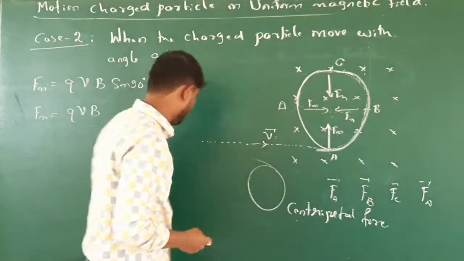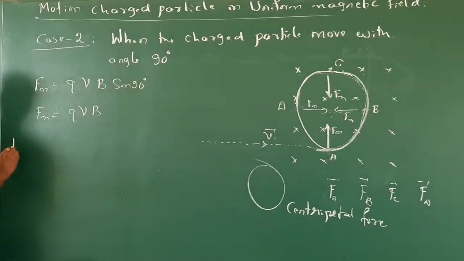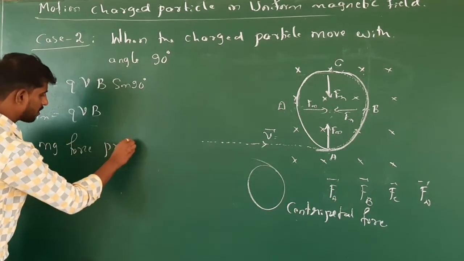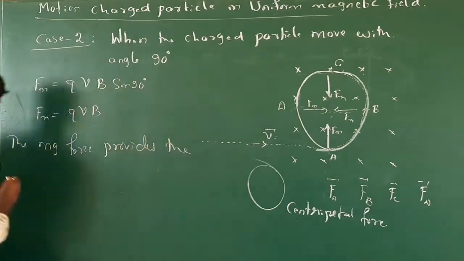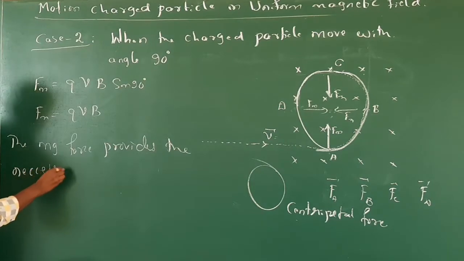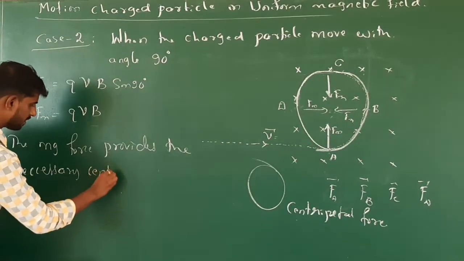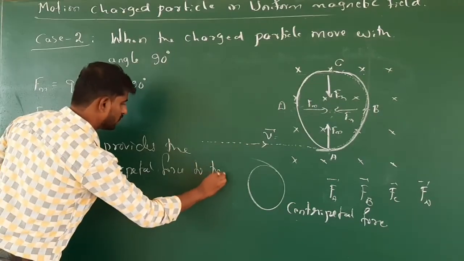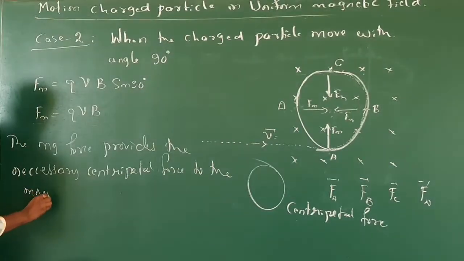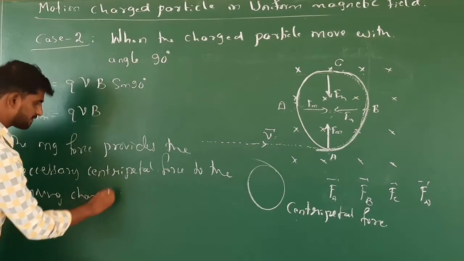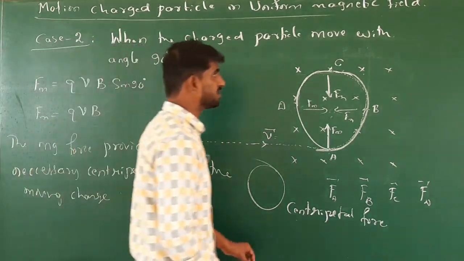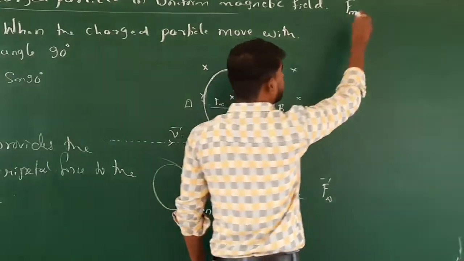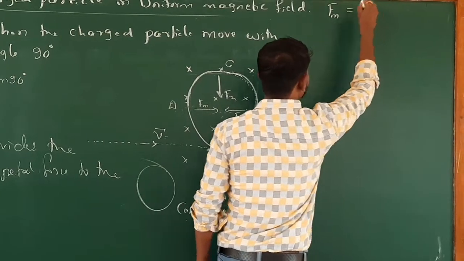So now I can say the magnetic force provides the necessary centripetal force to the moving charge. If so, then I can write an equation. So the magnetic force is equal to Fc.